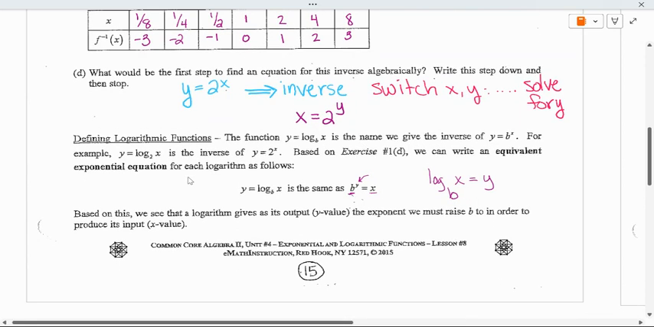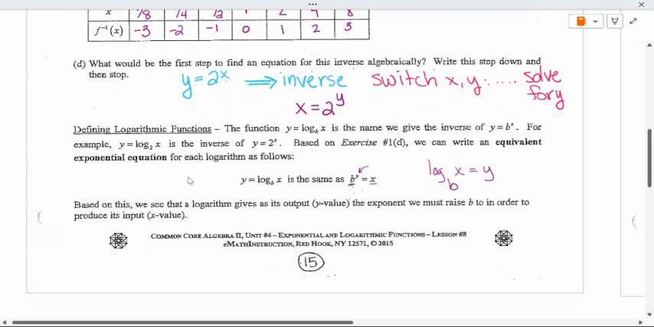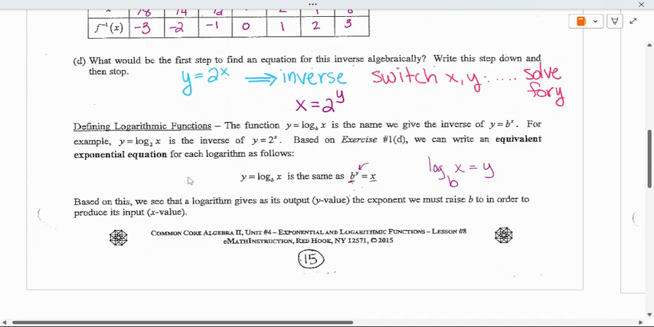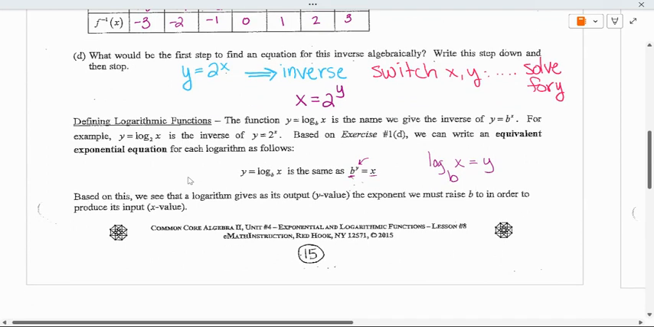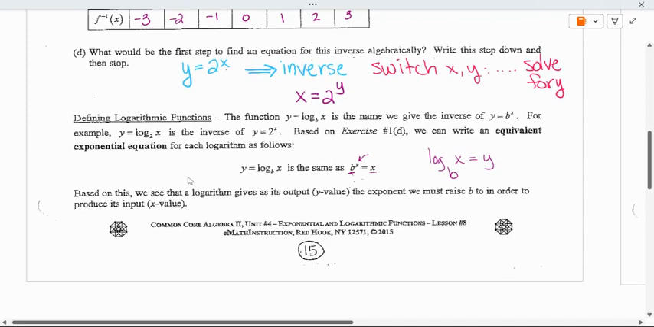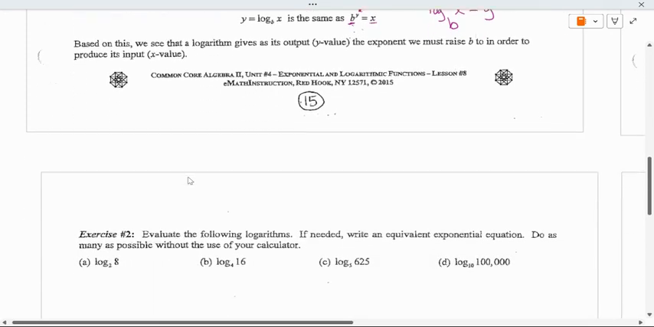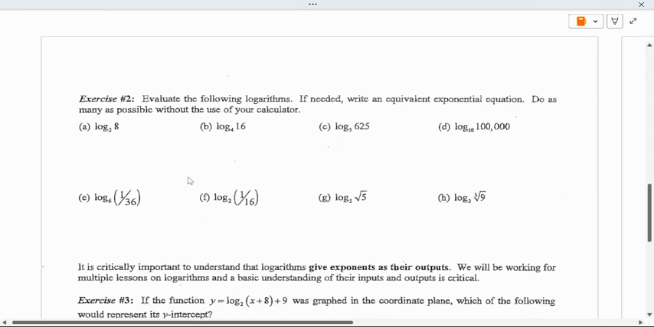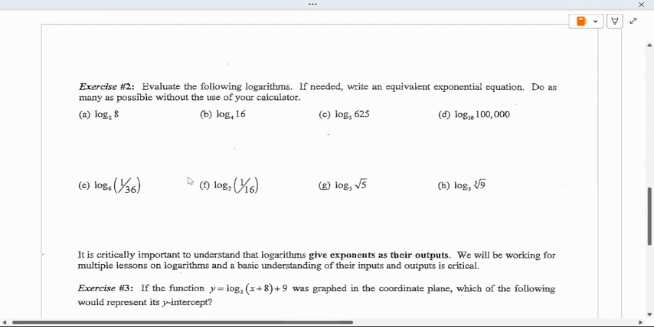So based on this, we see that a logarithm gives its output, the y value, the exponent we must raise b to in order to produce its input value. Okay, so let's keep on going. So now we're going to evaluate logarithms. We already did this on this worksheet.